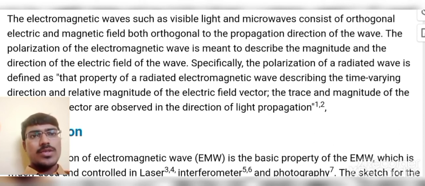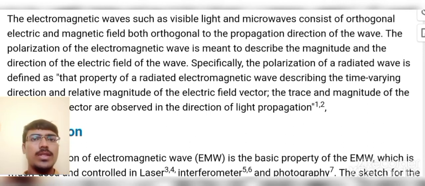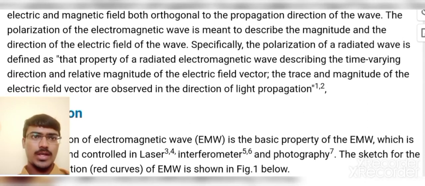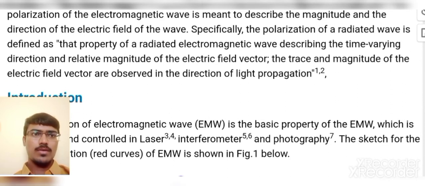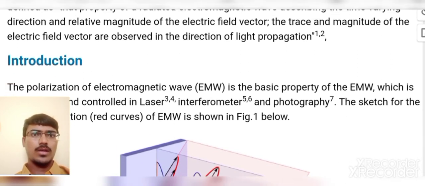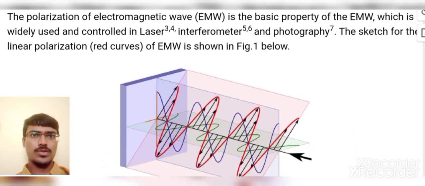The polarization of the electromagnetic waves is meant to describe the magnitude and the direction of the electric field of the wave. Specifically, the polarization of the radiated wave is defined as the property of a radiated electromagnetic wave describing the time varying direction and relative magnitude of the electric field vector. The trace of the magnitude of the electric field vector is observed in the direction of propagation.